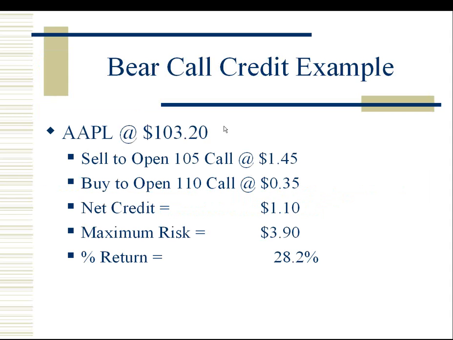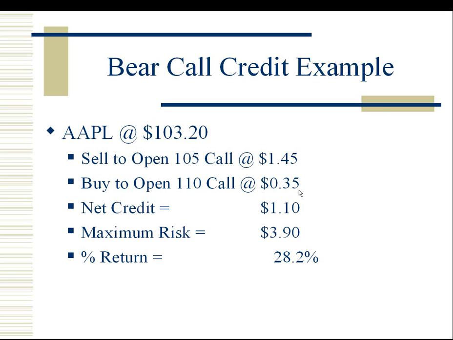We're going to use calls, of course, instead of puts. Apple again at 103.20. Remember, on our bull put credit, we were looking at selling the 100 and buying the 95. We want it to be out of the money to have a good probability. For a bear call credit, I want to sell the out of the money call, a call that's above the current stock price. So we might look to sell the 105. In this case, this morning it was at 1.45. And we're going to buy to open the 110. So higher out of the money, deeper out of the money, higher strike price.